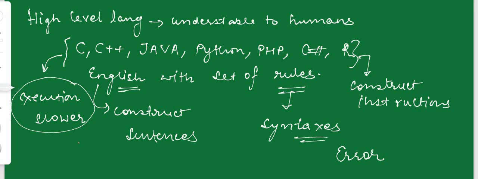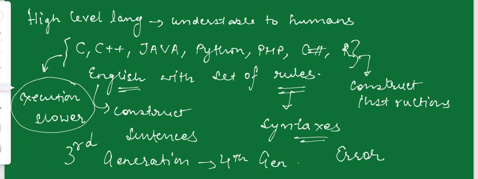It is also called a third generation language, and now we also have fourth generation languages which have fewer syntaxes and are easier to write. You don't need to remember much, but as we proceed with the ease of writing, we somehow make our code slower and slower. So this is about languages and types of languages.